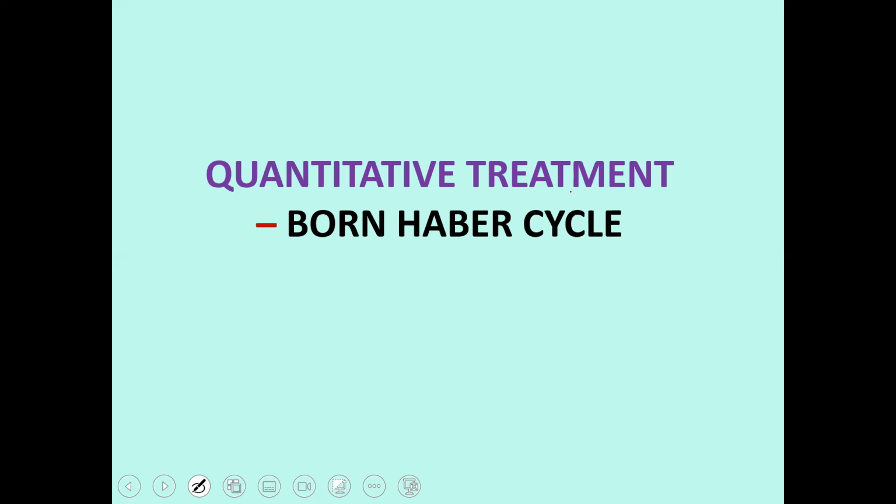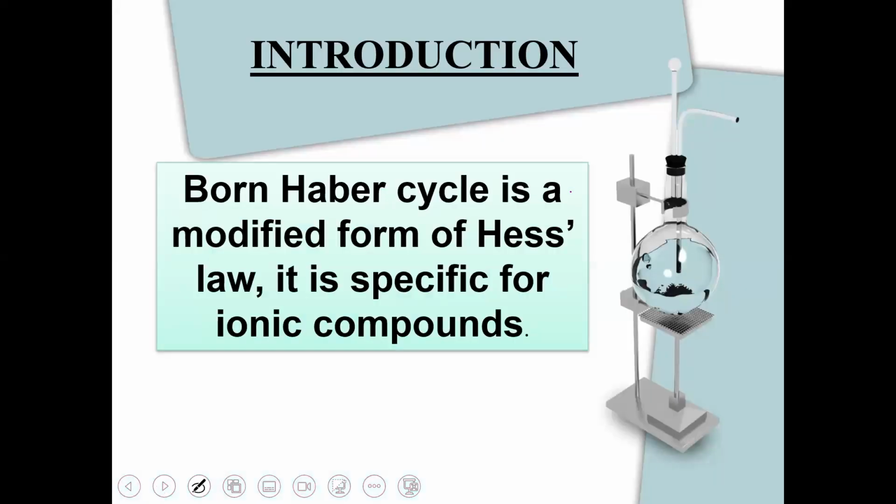Now, Born-Haber cycle is an application of Hess's law. In AS level, you have done Hess's law. That was mainly for covalent compounds like methane, organic compounds. But here, Born-Haber cycle is a version of Hess's law, which is especially for ionic compounds. Now you have to copy the introduction.